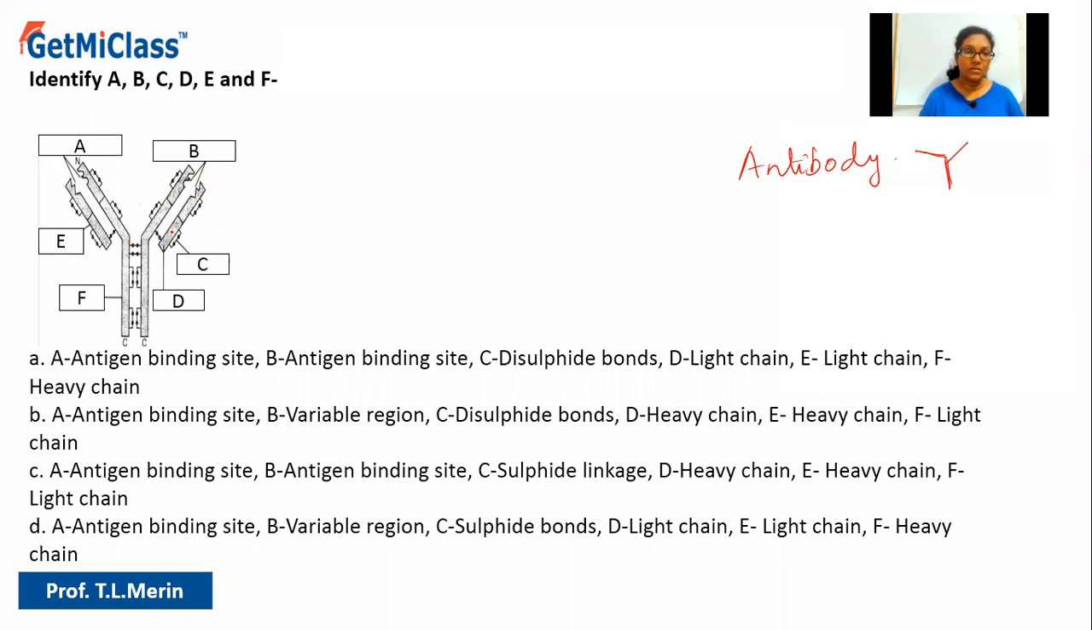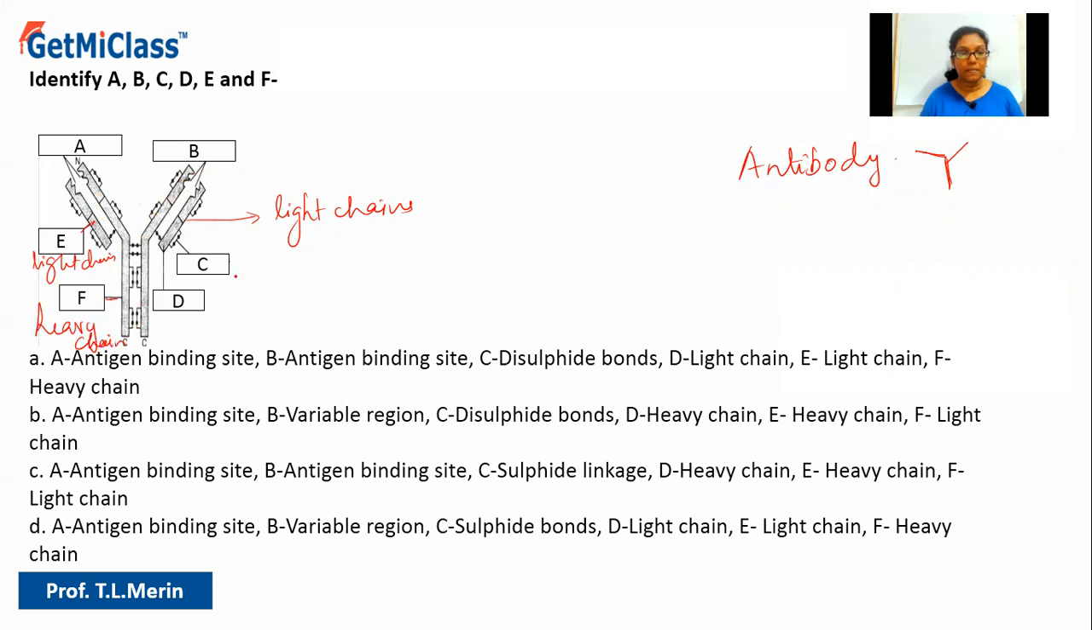So this is called the light chain. It has two light chains. This and this also is a light chain, so E is also a light chain. And it has a heavy chain. So these long ones are heavy chains. So here F, which is marked here, is a heavy chain.